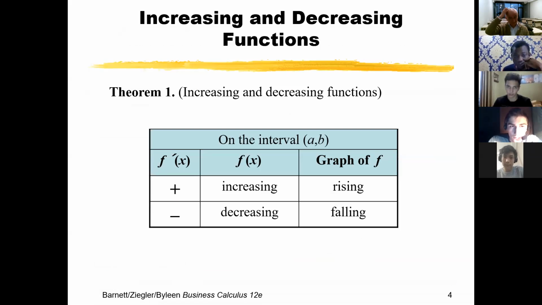Now let's recall, how can we recognize when we have local maximum and local minimum? Necessary condition to have local maximum or local minimum, what is this necessary condition? It's necessary condition is that the derivative of this function at this point must be equal to zero or does not exist.